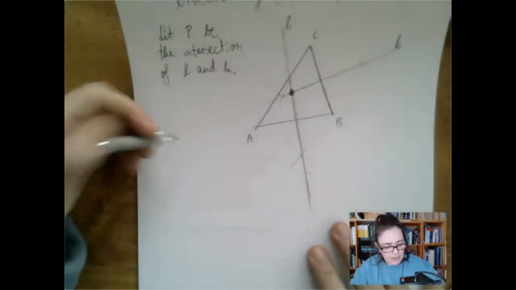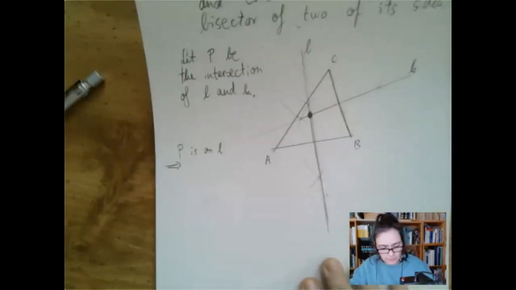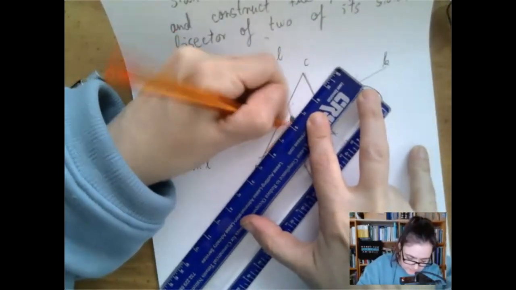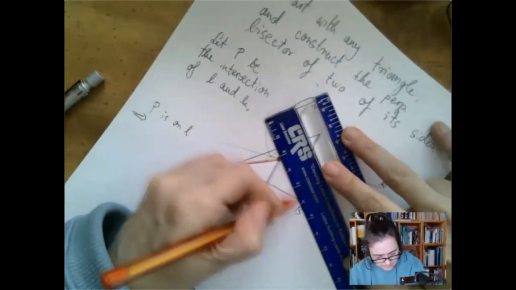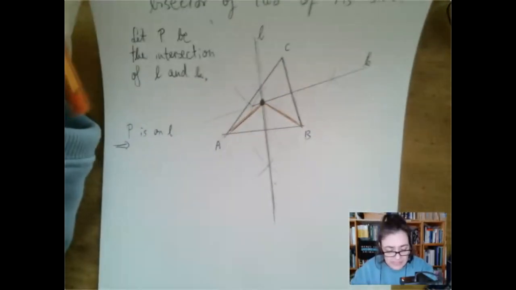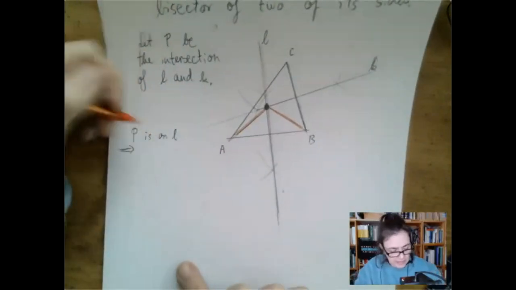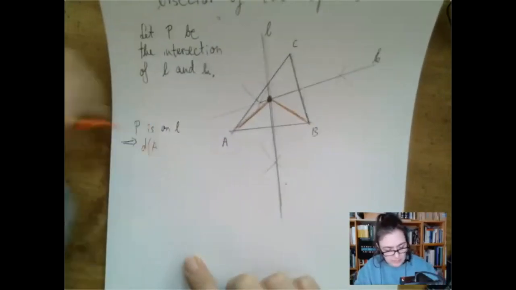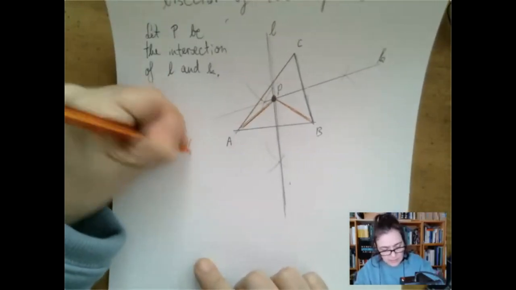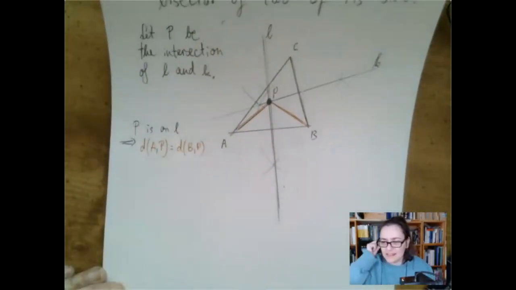Okay. So P is on L, and therefore these two line segments are equally long. Right? L is a perpendicular bisector. It's the set of all points equally far from A and B. So any point on this line is equidistant to A and B, right? P is on L, so the distance between A and P is the same as the distance between B and P. That's how you're going to denote distance. It's tiny steps that will take us so far.